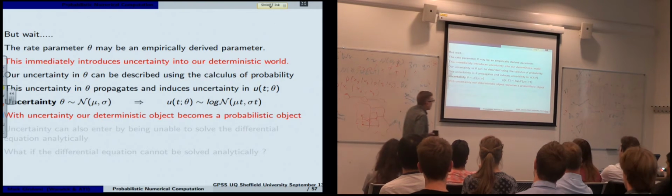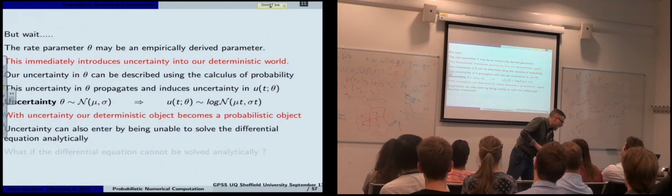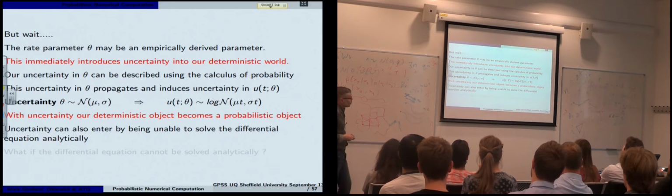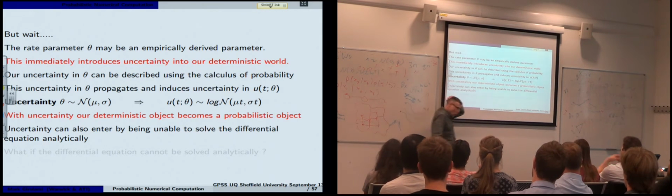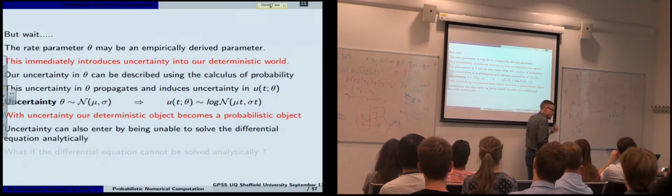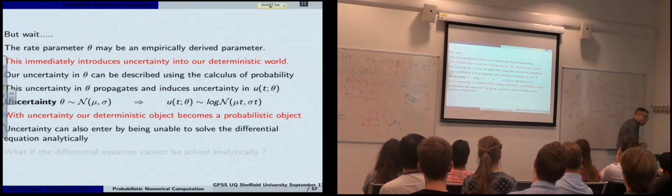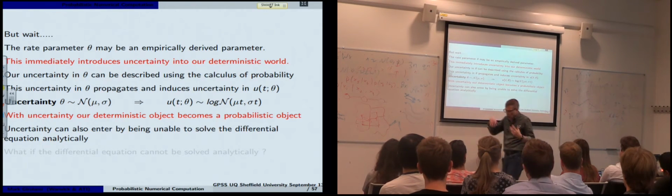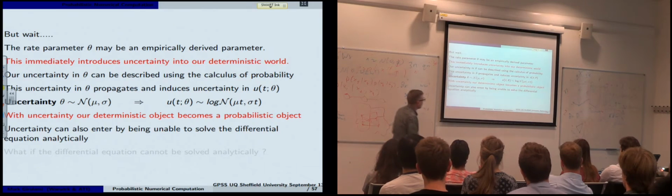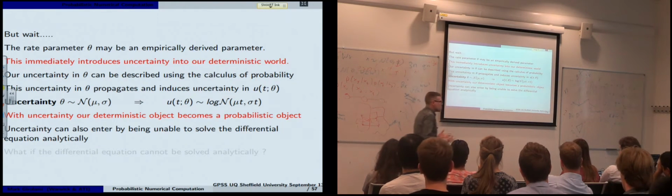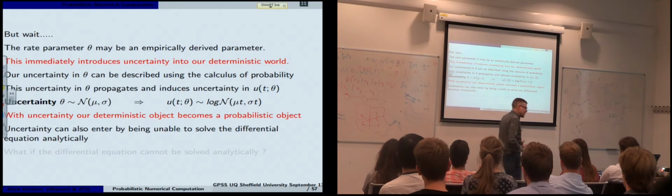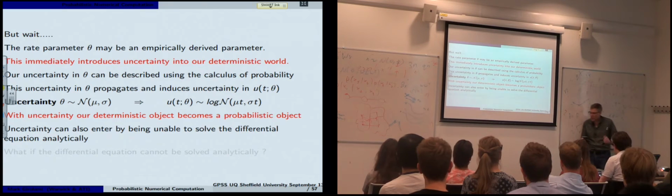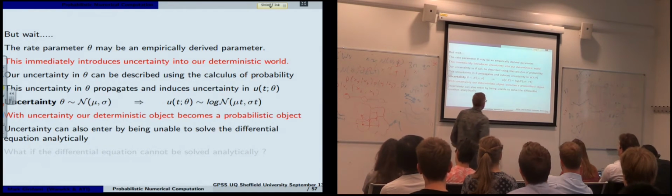Now, uncertainty can also enter in a more substantial way. It could well be that we had a differential equation which was far less trivial than the exponential growth or decay one that I described to you. It could be some highly nonlinear, coupled, multidimensional object where we just cannot obtain an analytic solution. We can't write down an equation that describes a function that satisfies our differential equation.